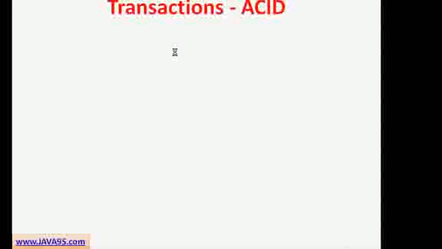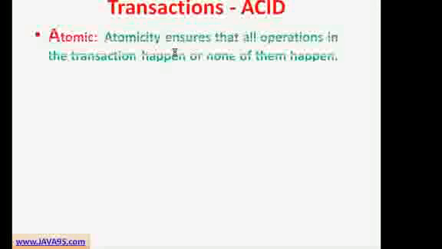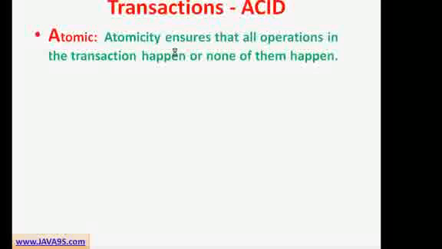If you look at transactions, there is an acronym known as ACID, which tells about the details of what transactions should take care of, and why transactions have been introduced. Transactions should maintain atomicity. Atomicity ensures that all operations in a transaction happen or none of them happen. That's what we have discussed: a unit of work should happen all together, or nothing has to be persisted.